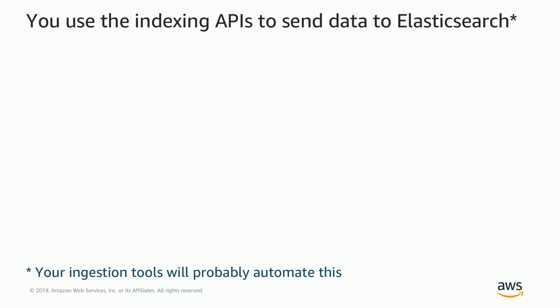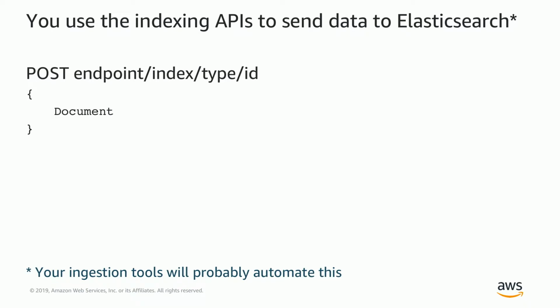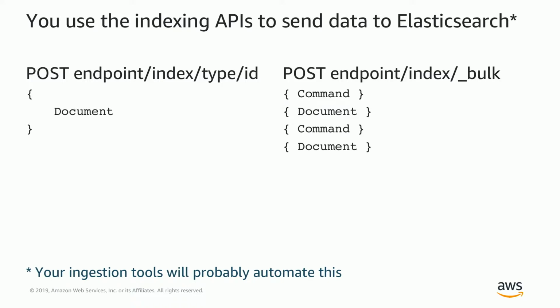So I keep saying you send it to Elasticsearch. Actually, you use the indexing APIs to send data to Elasticsearch. Again, it's a REST interface, right? So pretty easy. You call the index API, and you say, here's my document. That's the simplest way to do it. But actually, most of the tools that are out there will automate calling this API for you, and they'll do that with the bulk API. The bulk API lets you send a batch of documents, interleaved commands and documents, off to Elasticsearch. It's just a post.